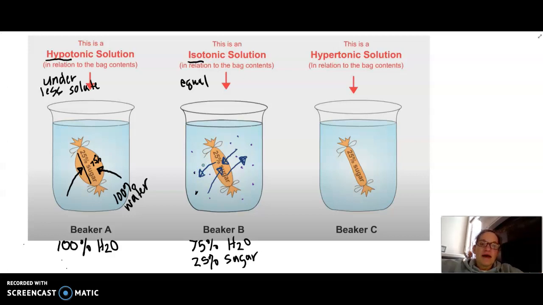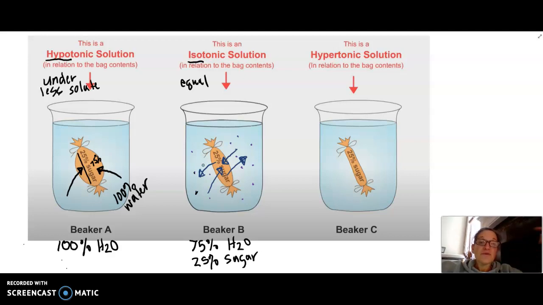So in our egg lab, when we asked you about what was the concentration inside the egg, well, we never put the egg in a solution where it didn't gain or lose volume. And so we never put it in an isotonic solution because when the egg gained volume, that meant water was moving in, so it was in a hypotonic solution. And when the egg lost volume, it would mean that water is moving out, so it is in a hypertonic solution.